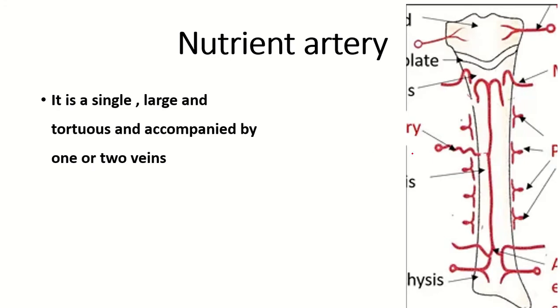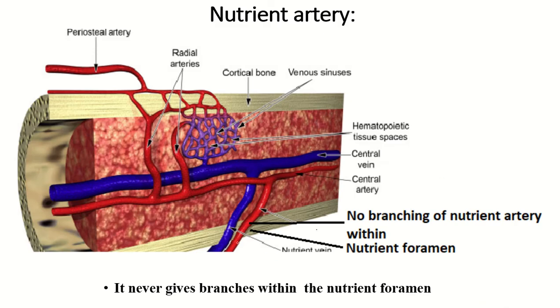The nutrient artery is a single, large, tortuous artery accompanied by one or two veins. This is the tortuous course of the nutrient artery. This is the nutrient foramen, and it passes through the nutrient foramen, and here it never gives branches.